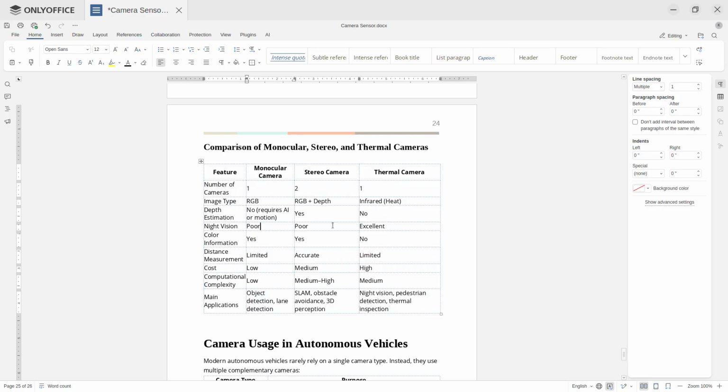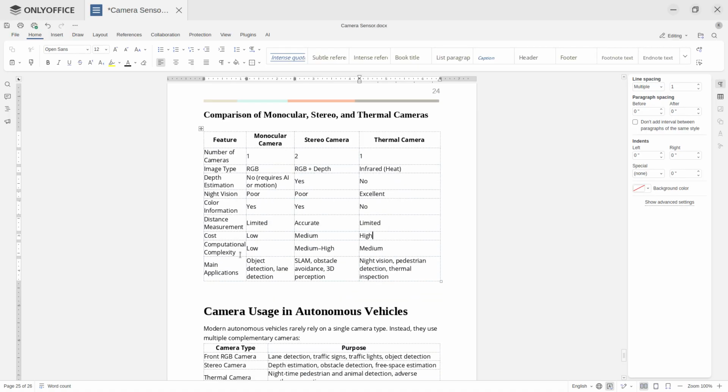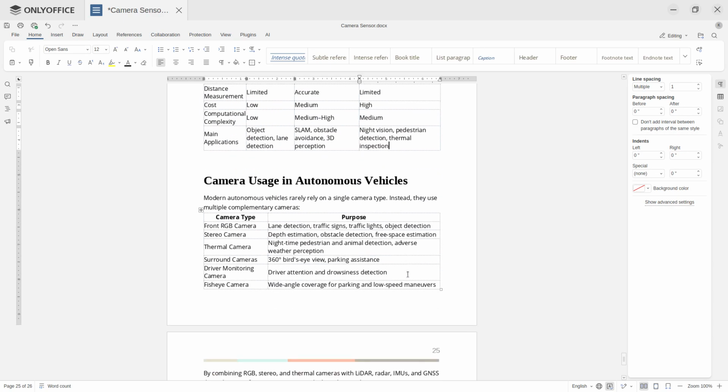Night vision: very poor, then stereo camera poor, thermal excellent. Color information: yes, yes, no. Distance measurement: limited, accurate, limited. Cost: low, medium, high. Computational complexity: low, medium, medium. Main application: object detection, SLAM and night vision. So this is very important, right?